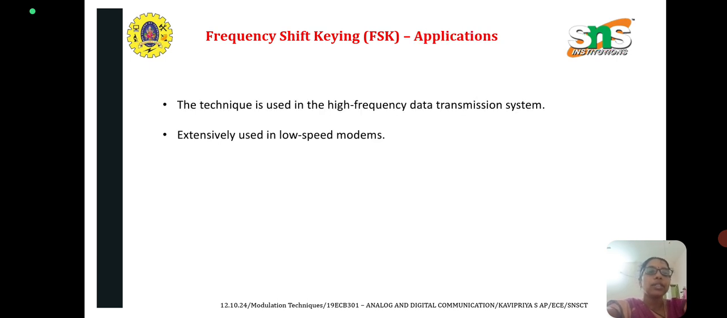And the application is that it is used in high frequency data transmission. In the case of ASK it is not suitable for high frequency data transmission, whereas FSK can be used for high frequency data transmission, and it is extensively used in low speed modems. ASK can also be used in modems, but high frequency data transmission is not possible in the case of ASK.